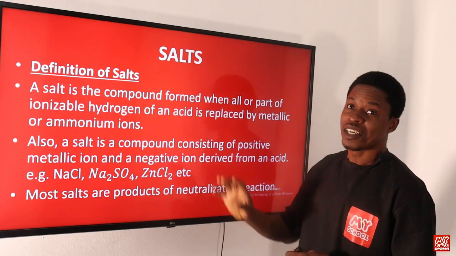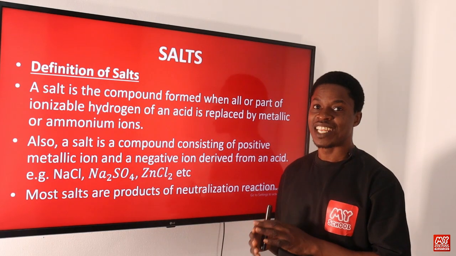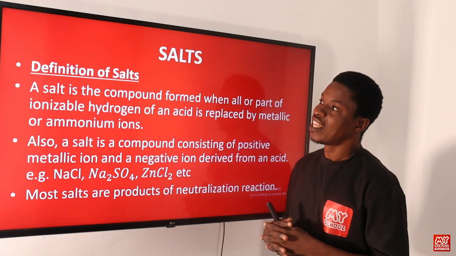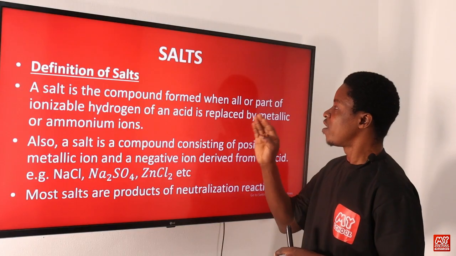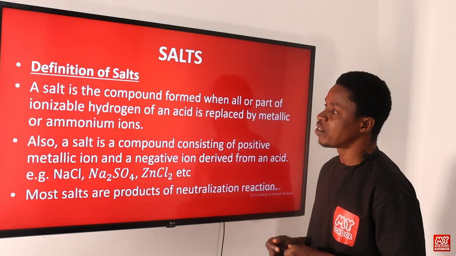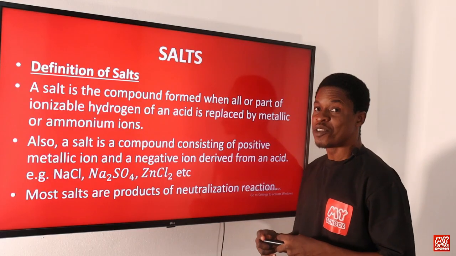Now we want to talk about salts. We are done with acids and bases, and now salt, which is the last part of this topic. Now, the definition of salts. A salt is the compound formed when all or part of the ionizable hydrogen of an acid is replaced by metallic or ammonium ions.